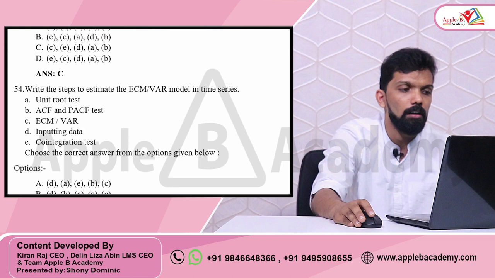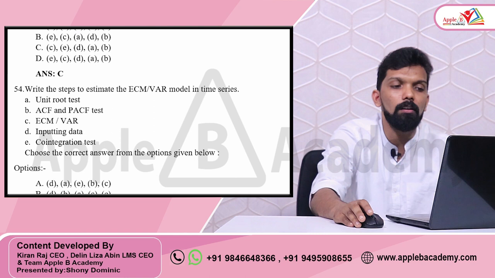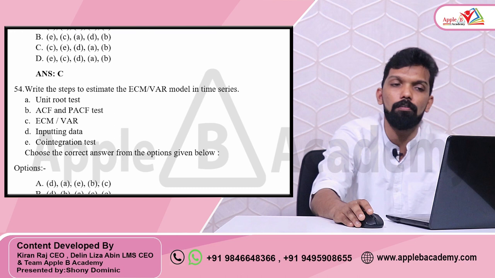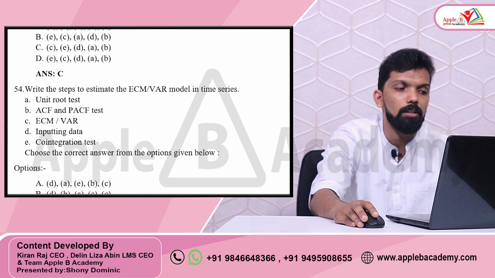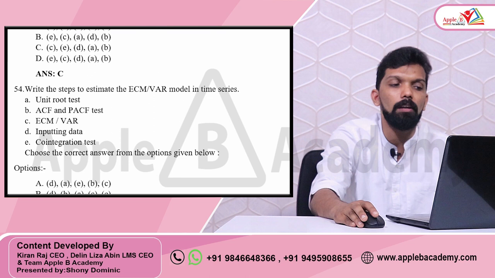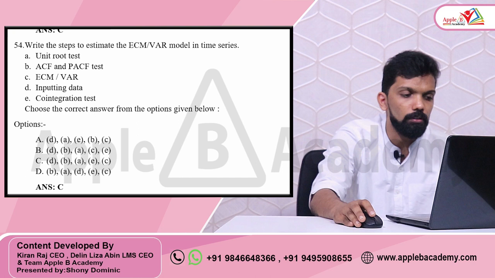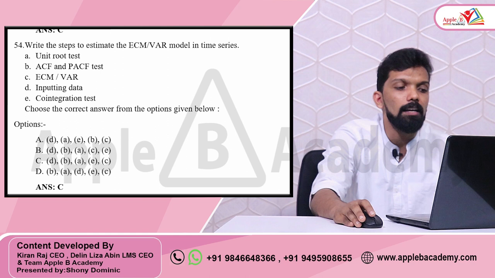Write the steps to estimate ECM or VAR model in time series. Vector error correction model, vector autoregression model, we have to find out the steps followed for this econometrics modeling. Different steps are given: unit root test, ACF and PACF test, ECM or VAR, inputting data, co-integration test. The right answer for this question is option C. The order is D, B, A, E and C. The first step is inputting data. The second one is ACF and PACF test. Then unit root test. After that, you go to the co-integration test. Then last one is ECM or VAR modeling.